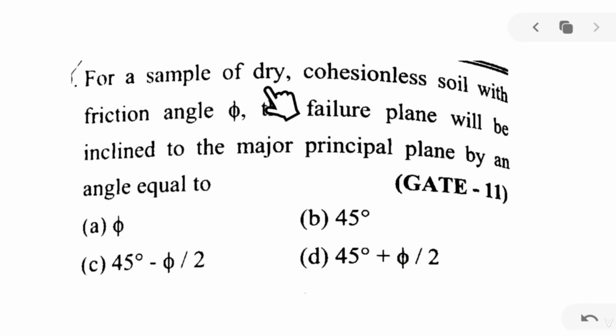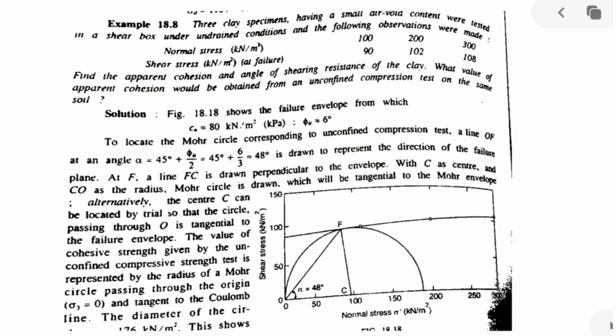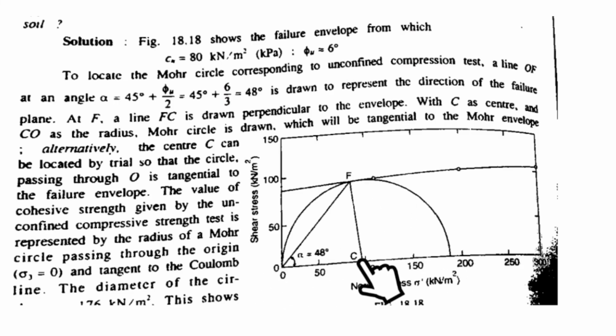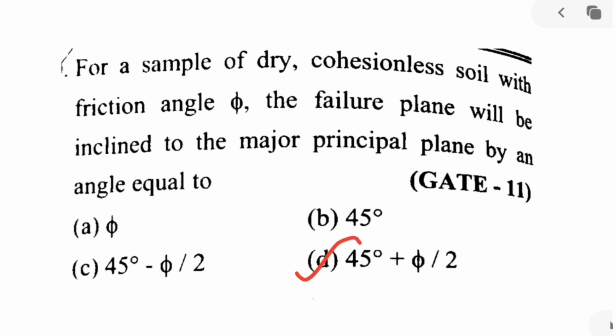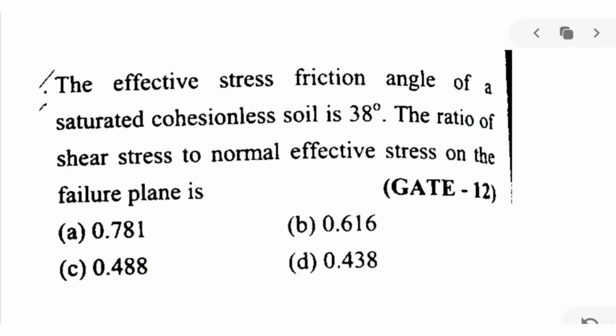For a sample of dry, cohesionless soil with friction angle phi, the failure plane will be inclined to the major principal plane by an angle equal to. It will be easier for you to understand after studying the Mohr circle. The failure plane in the Mohr circle is represented by alpha, and this alpha is found using the formula 45 degrees plus phi by 2. This is the formula we need to use to find the angle of the failure plane. The right option is D.